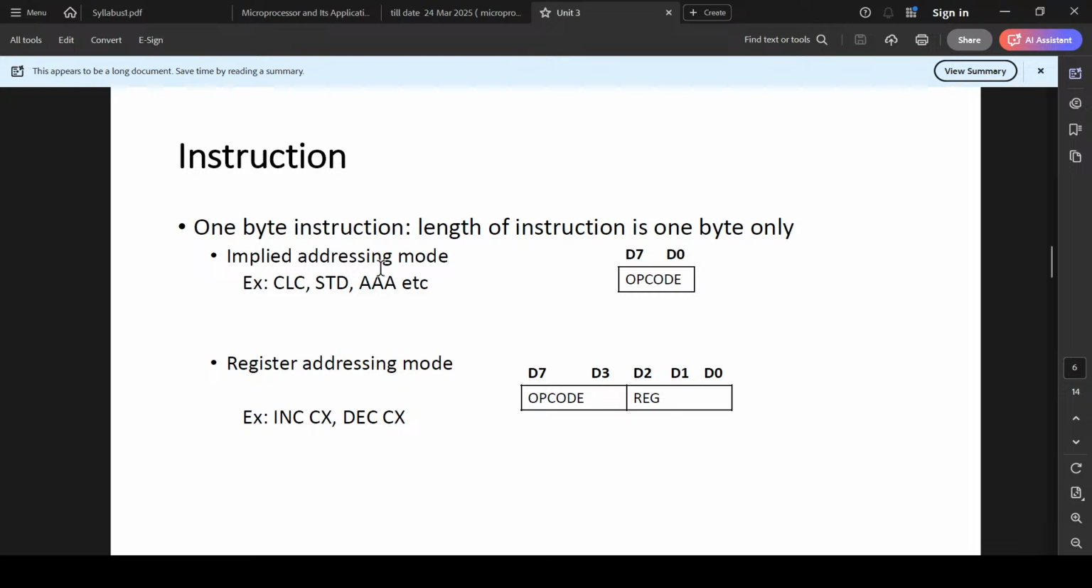Instructions. 1 byte instruction. Implied addressing mode. Opcode and register. D0 to D7: D0 to D2 are for the register and these 5 are for opcode. So total 8. In implied addressing mode, all 8 bits will be used for opcode only. In register addressing mode, the register is there, so 5 and 3.